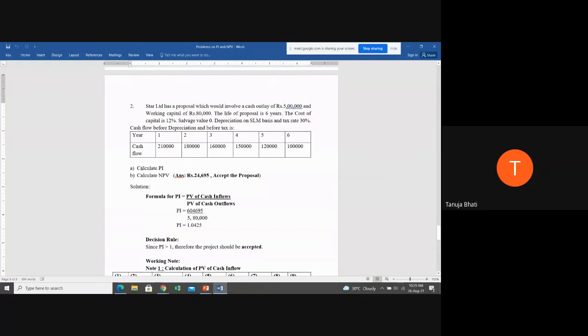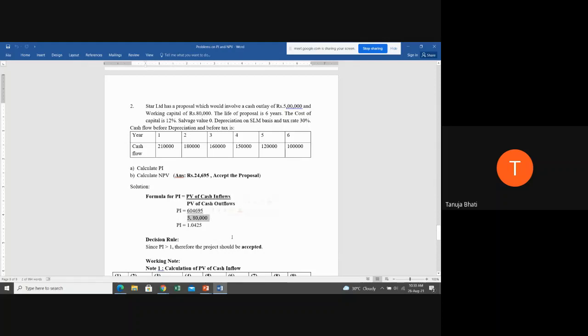How do we calculate PI? The formula is very simple. PV of cash inflow divided by PV of cash outflow. Now, we already know what is PV of cash outflow because it is given in the problem. So it is 5,80,000. So we have taken PV of cash outflow as 5,80,000.